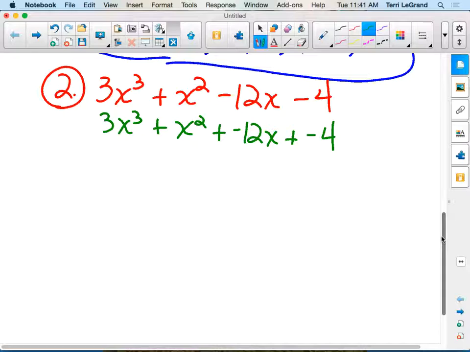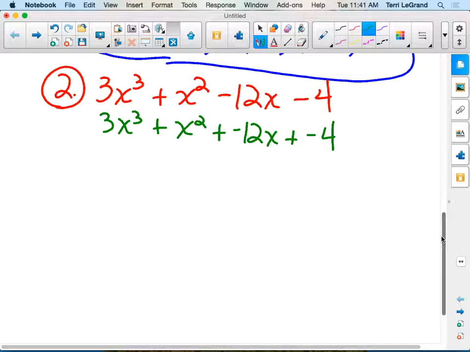Does it have a GCF? How are you feeling about that, Faith? Do you think it does? No? How are you feeling about that, Aurora? Do you think it has a GCF? X. No. 4 doesn't have an x, and it doesn't. The only GCF is 1. So is 1 going to get us anywhere in this particular situation? Nope. Okay, so we get to move on.